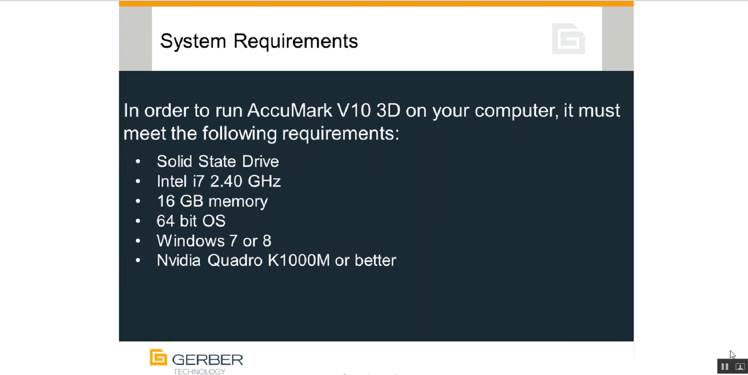In order to successfully and efficiently run AccuMark version 10 3D, your computer must meet the following requirements. The system must be configured with a solid-state drive or SSD. The processor should be an Intel i7 with at least 2.40 GHz of processing power. Your system should also have at least 16 GB of memory available to use and be running on a 64-bit operating system. AccuMark v10 will only run on Windows 7 or 8. And finally, your GPU or graphics processing unit should be NVIDIA Quadro K1000M or better.